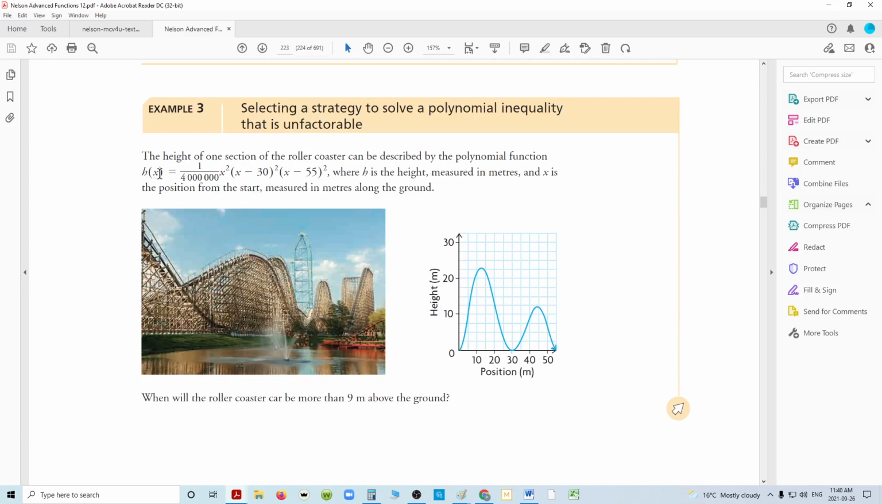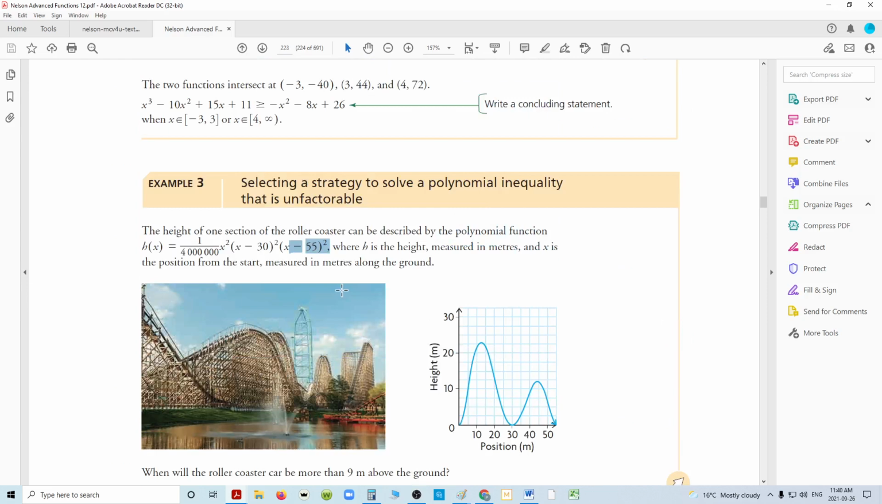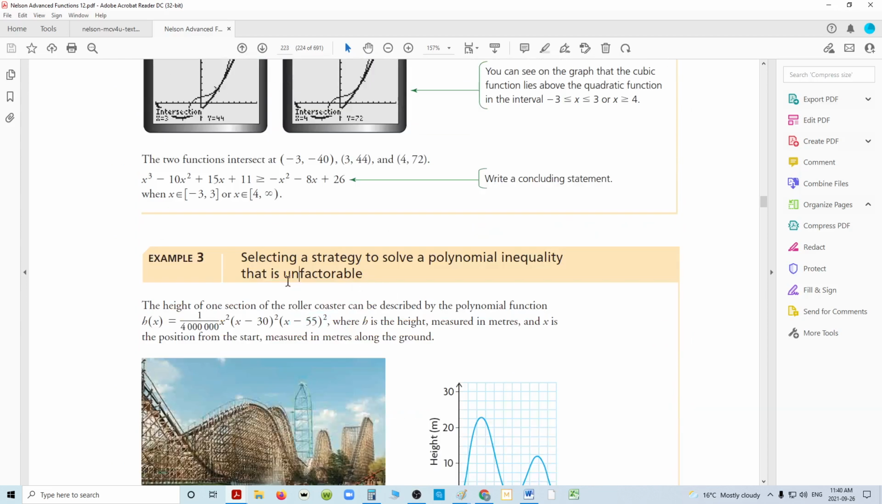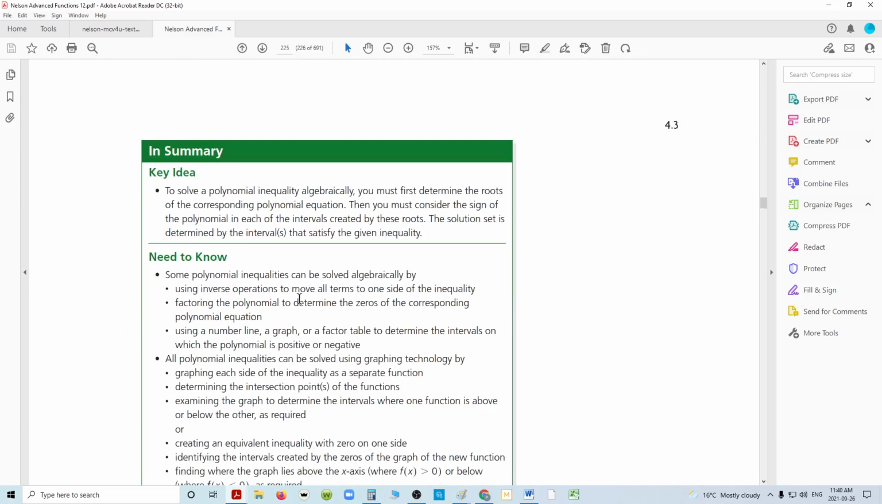But normally what you do is you'd make h(x) equal 9. You'd bring this 4,000 over, multiply the right side by 4,000, and get 4 million times 9. And then you'd have to bring that number over here. You'd have to expand all of these, add all your like values, and then try to factor it using synthetic factoring. Now in this case, they said this is an unfactorable one. That's why you have to use graphing calculators.